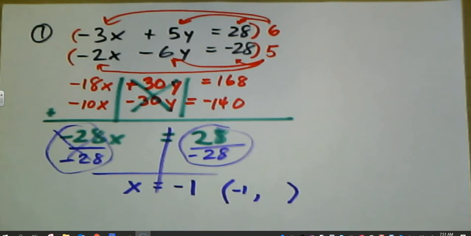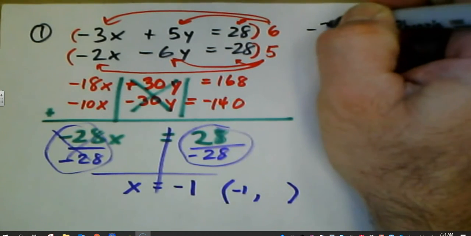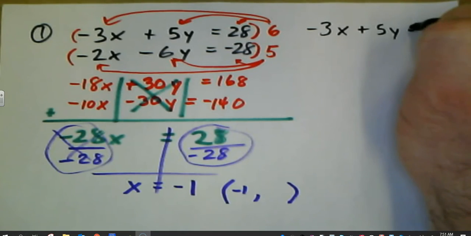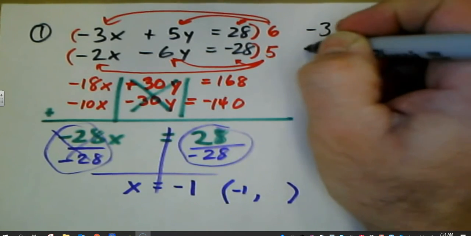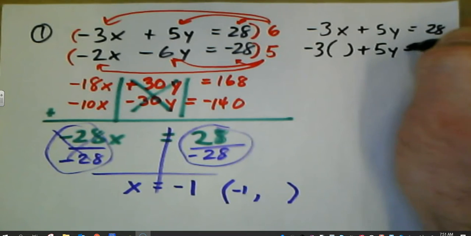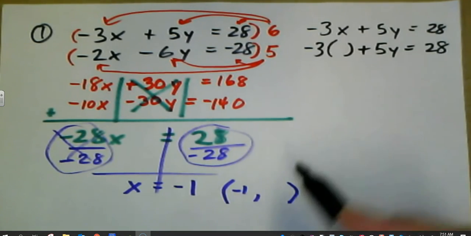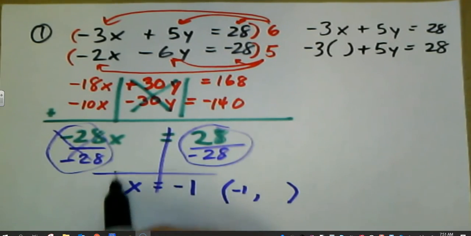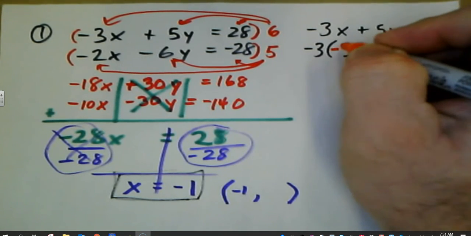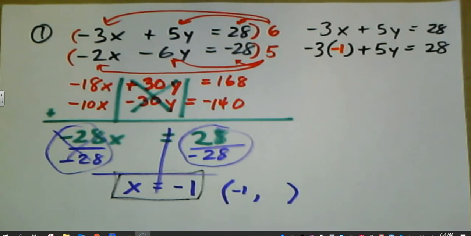So what are we going to do? Rewrite the top equation. We're going to put parentheses for x because we are going to substitute it, or replace it, with what x is. And this is what x is. x is -1. So I can replace x with -1.